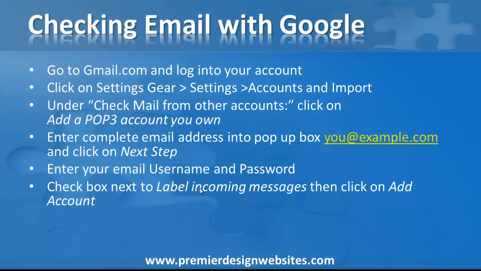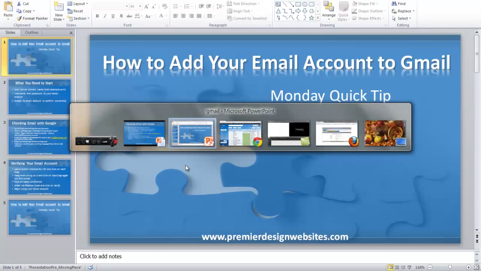Then we'll be entering the complete email address in the pop-up little box that you'll see, and click on Next Step. Then we'll add your email with the username and password that you have. And then finally, the checkbox next to label incoming messages, and I'll talk to you about why that's important, and then click on Add Account. Okay, so let's go do that right now.